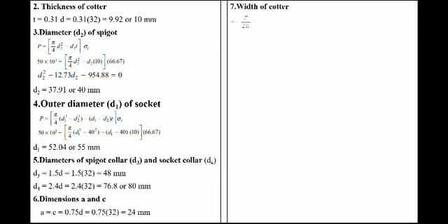Then width of cotter. B is equal to P upon 2 tau T. Okay, so P and 2 tau T for cotter we have kept. So first one is P is equal to 50, then 2 into 50 into 10, which is 50 mm. So width I am getting 50 mm.